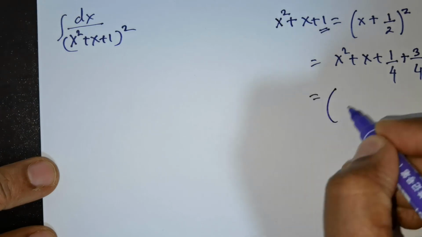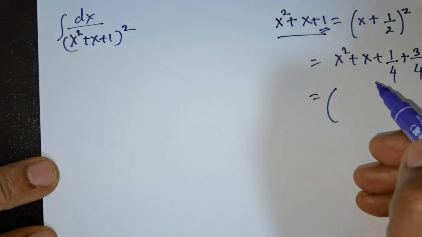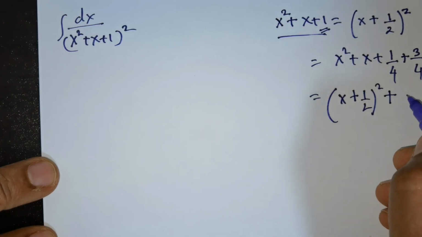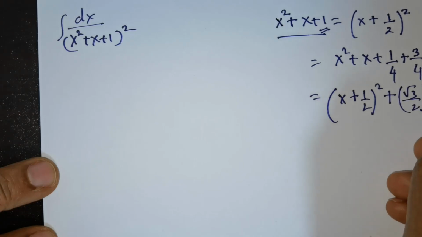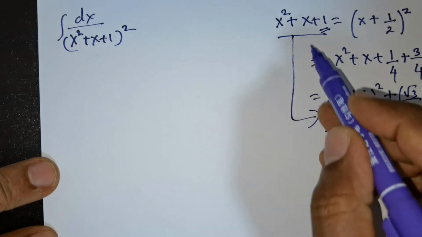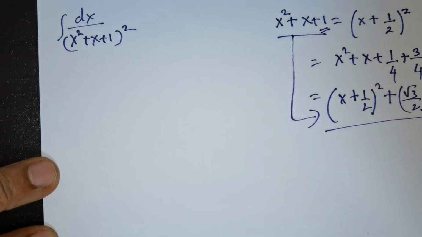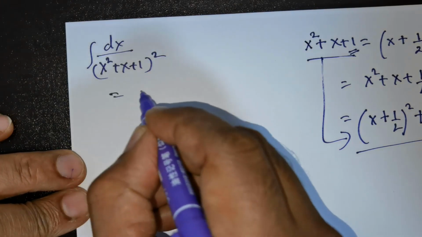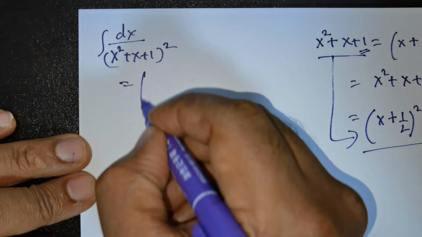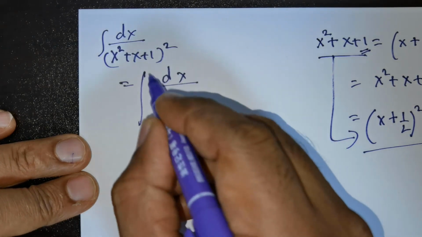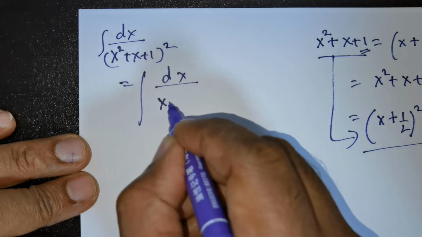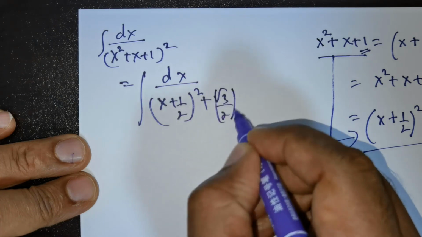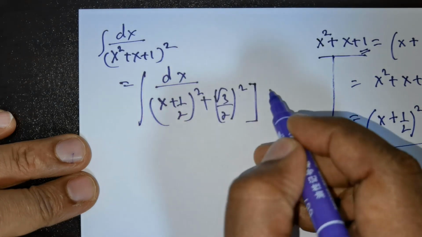So this in turn would mean I can rewrite this entire term as (x + 1/2) raised to the power of 2 + (root 3 / 2) raised to the power of 2. So this is the perfect way to represent x² + x + 1 as a sum of perfect squares. So having got that, I'm going to rewrite the given question as the integral of dx divided by, in place of the denominator, (x + 1/2) raised to the power of 2 + (root 3 / 2) raised to the power of 2, and this in turn has to be raised to the power of 2.